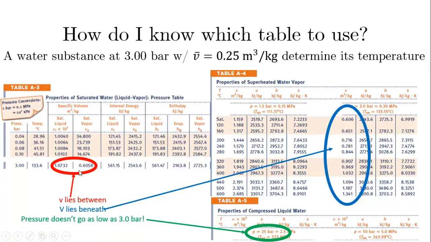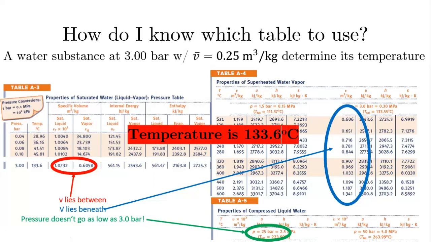So I know I'm somewhere in between these 2, so I didn't ask you yet what to do with it. But if I know I'm somewhere in between this at 3 bar, that means that the temperature for my system is 133.6 degrees Celsius. So that's basically the answer. I just asked the temperature. That's how you get a temperature. The temperature is 133.6. And I don't know how I got that line.